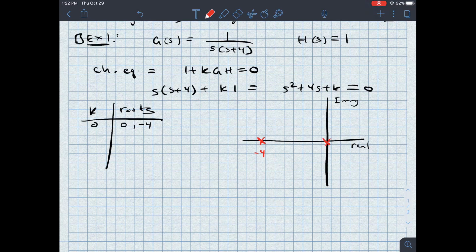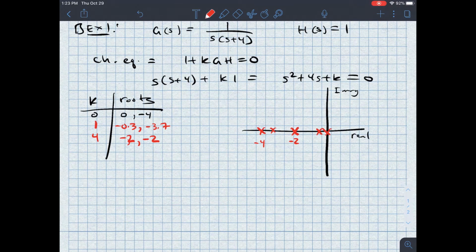Then if I increase K, let's say K is equal to 1. With K equal to 1, if I plug this in, I'll get negative 0.3 and negative 3.7. Those are my new poles. So that's what I'm denoting right here. If K increases still further to 4, what I find is that I've got roots of negative 2 and negative 2. So that's a double root right here at negative 2.